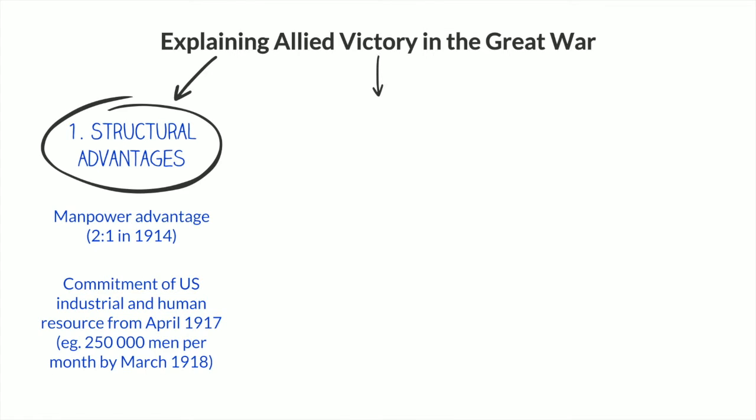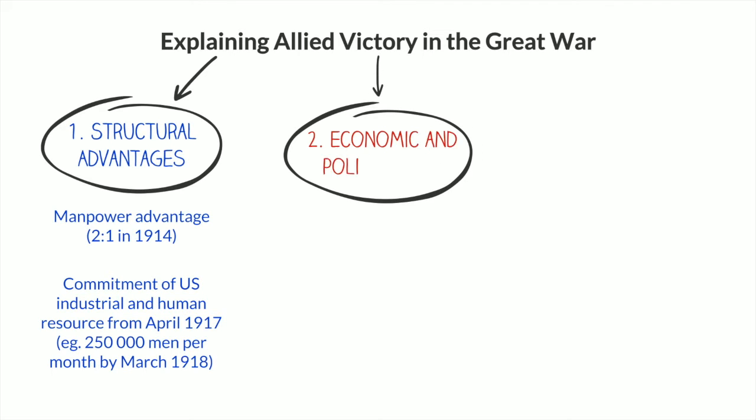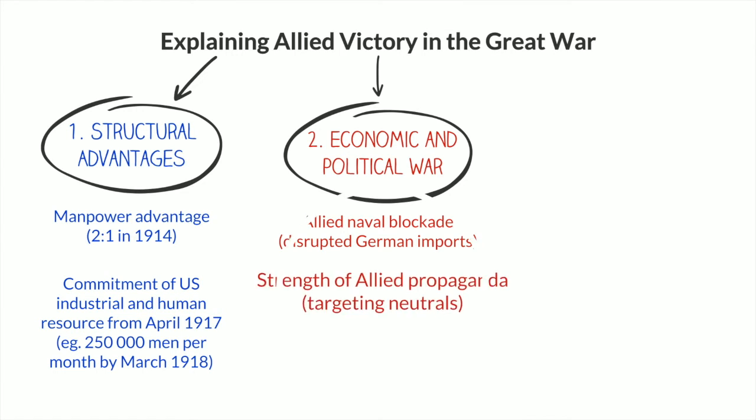The second theme that I tend to emphasise here is the economic and political war that was waged by the Allied powers, and this in general was probably more effective than the Central Powers. So, for example, from the beginning of the war, the Allied powers implemented a very effective naval blockade of Germany, which seriously disrupted German imports, things like rubber and tin. Also, you need to probably think here about the strength of Allied propaganda, and in particular, the Allies' ability to target neutral powers like the United States in the early parts of the war.